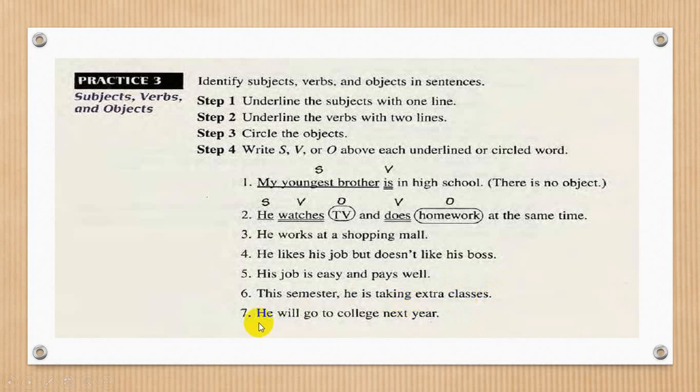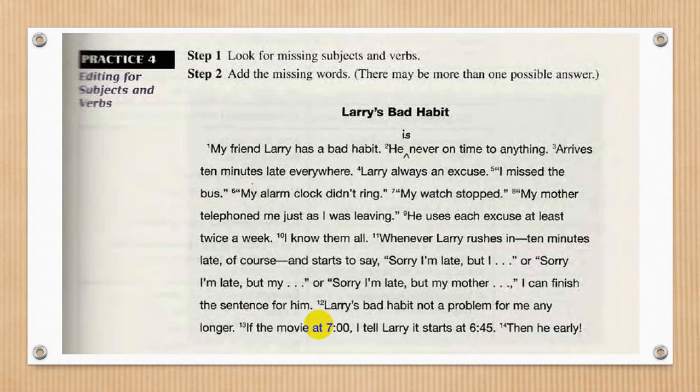He فاعل, will go فعل, to college next year مفعول به، تمام. المفروض هسا عرفنا شلون نطلع الفعل والفاعل والمفعول به من كل جملة. So let's have practice of editing subject and verbs. Step 1: look for missing subjects and verbs، ونشوف وين المفقود، زين إذا عندنا فاعل مفقود أو فعل مفقود. Step 2: add the missing words. There may be more than one possible answer.